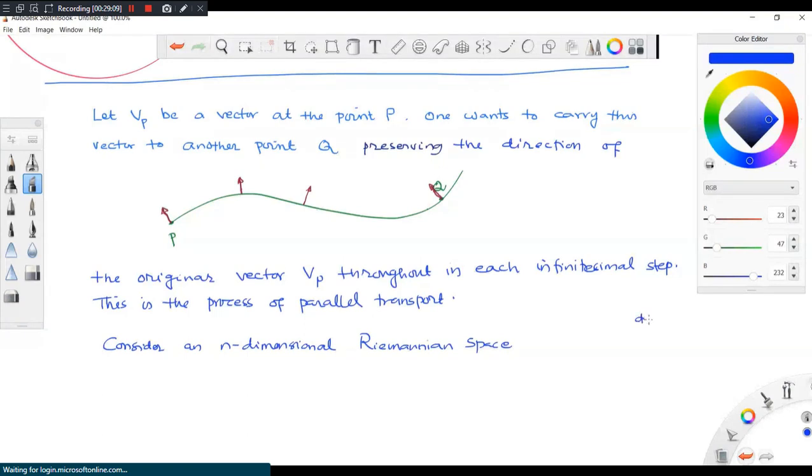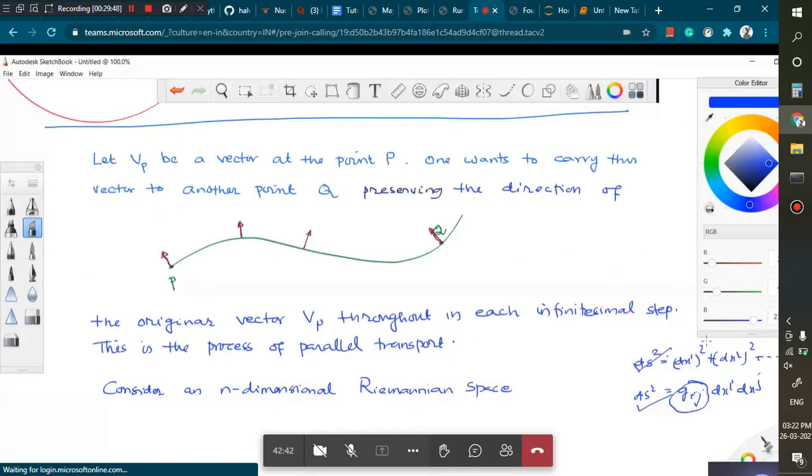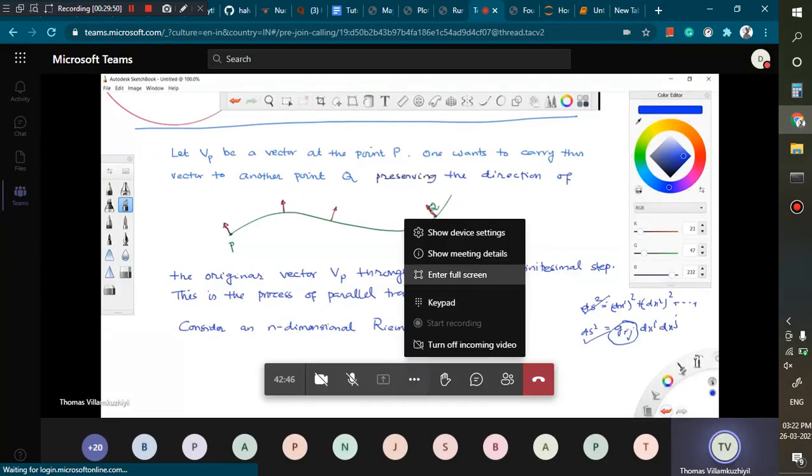Euclidean space means the distance between two neighboring points is ds square equal to dx1 square plus dx2 square plus etc. plus dxn square. What will Riemannian space be? ds square is equal to gij dxi dxj. These coefficients gij are functions of the coordinates. Then we call it a Riemannian space. The metric in Riemannian space will be like this, and the metric in Euclidean space will be like this. Remember that Euclidean space is a special case of Riemannian space. So I am considering the general space.